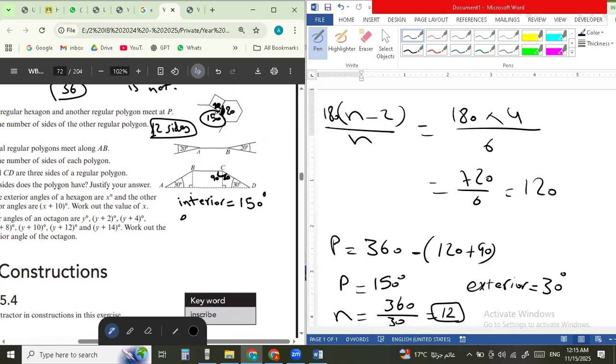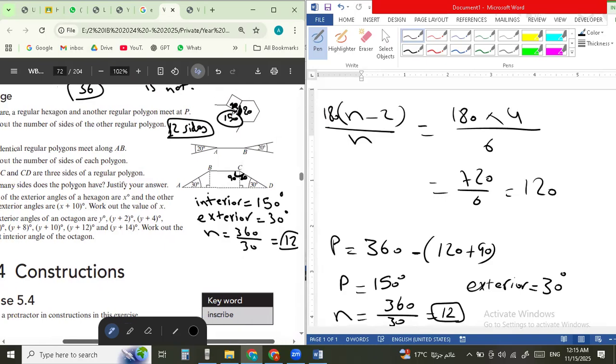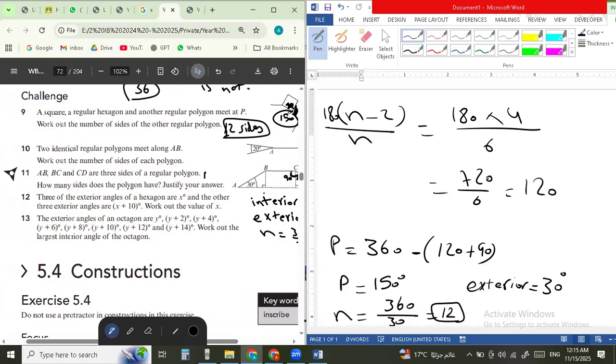150 degrees. So exterior is what? Exterior equals 30 degrees. So what is the number of sides? Because that's what they wanted: the number of sides of this polygon. So n equals 360 over the exterior, which is 30. So it is 12 sides. This shape has 12 sides exactly. Justify your answer, just show these steps.